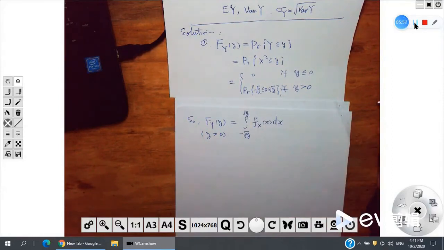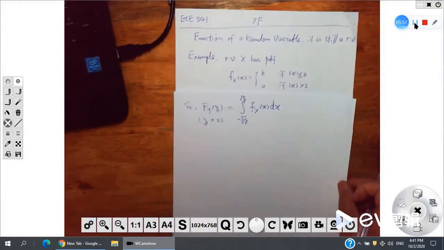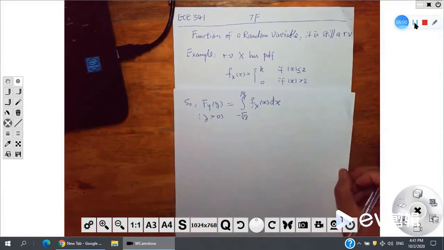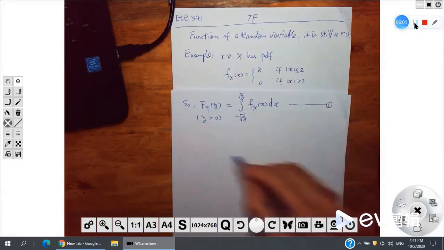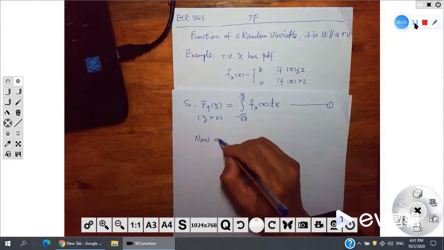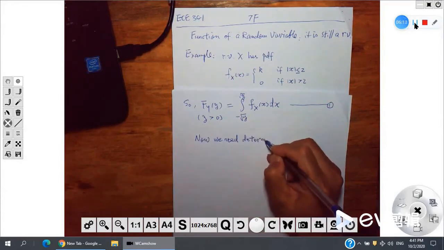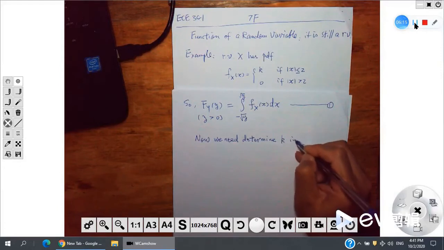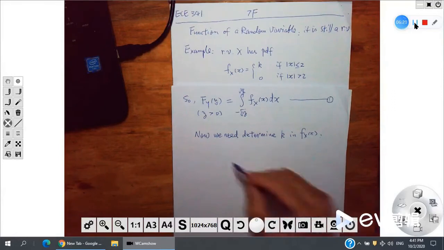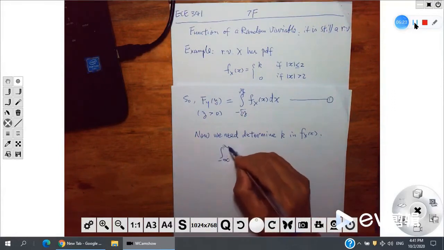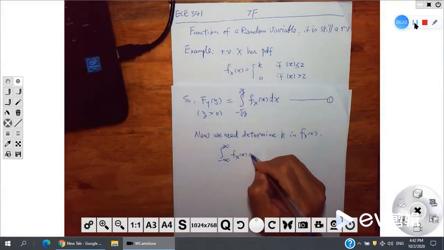Now what is fx? Oh, I have a k unknown. So before this, I need to find k first. Now we need to determine k in this fx of x. So how to do it? We can use this rule: the integral of the density function from negative to positive infinity must be 1.